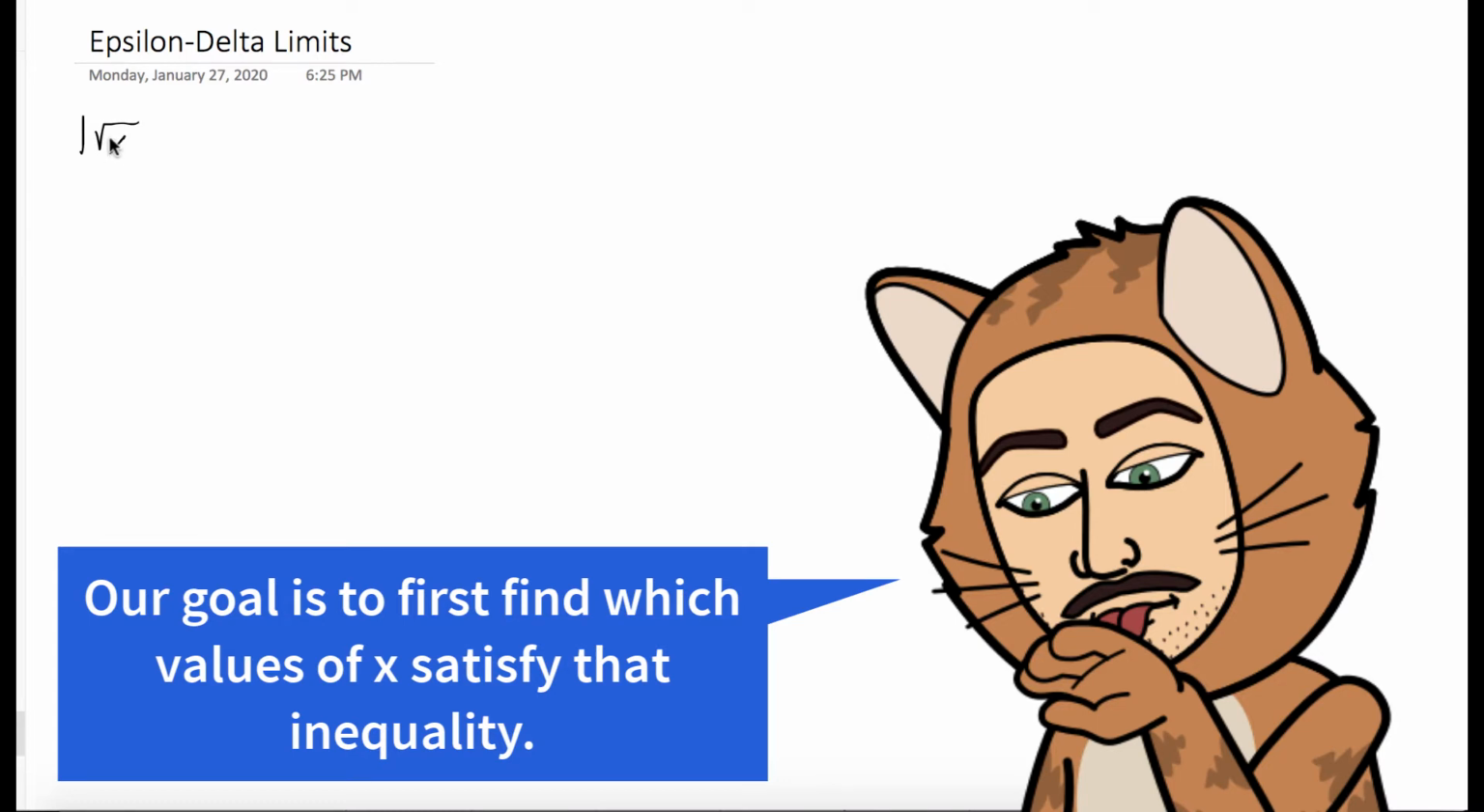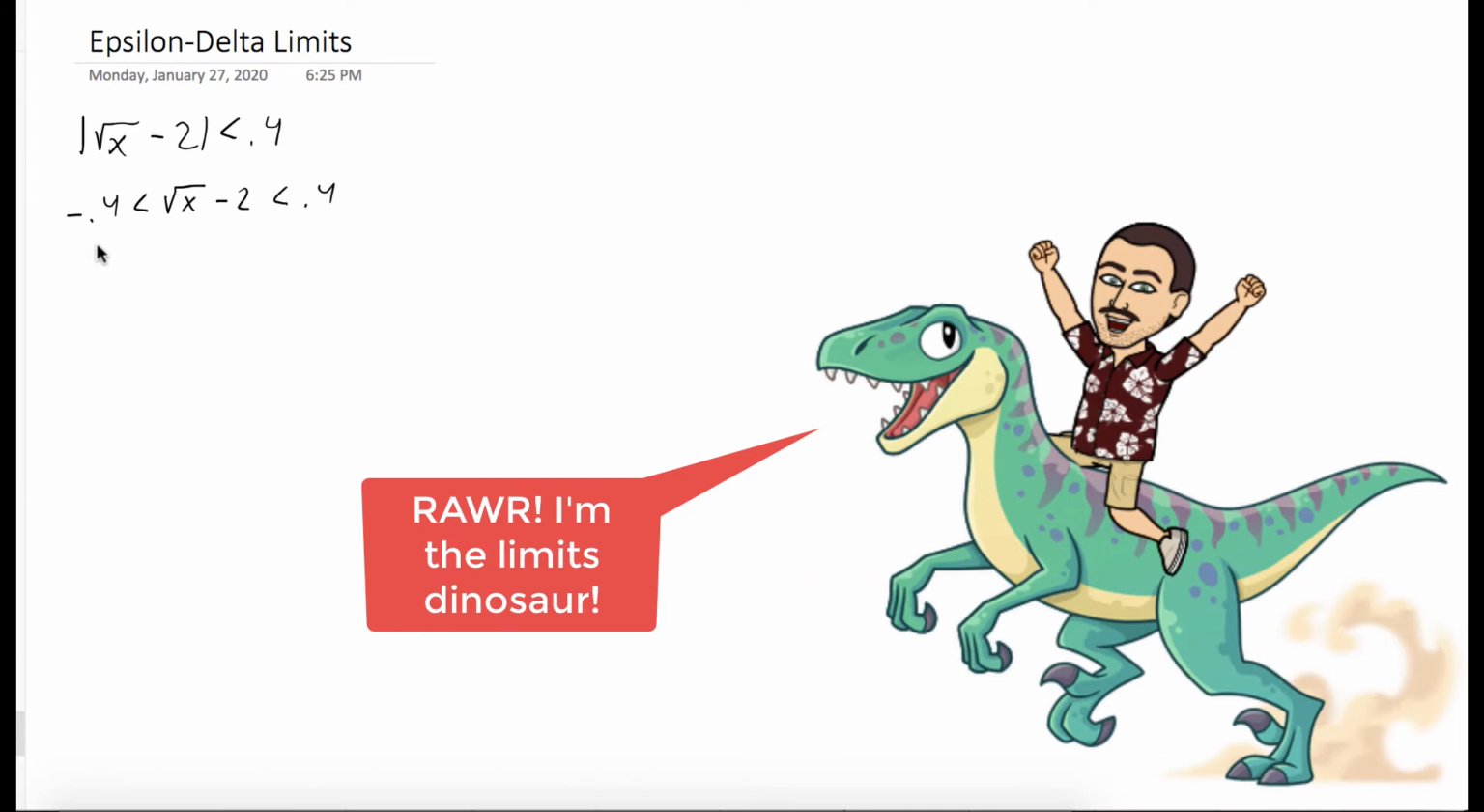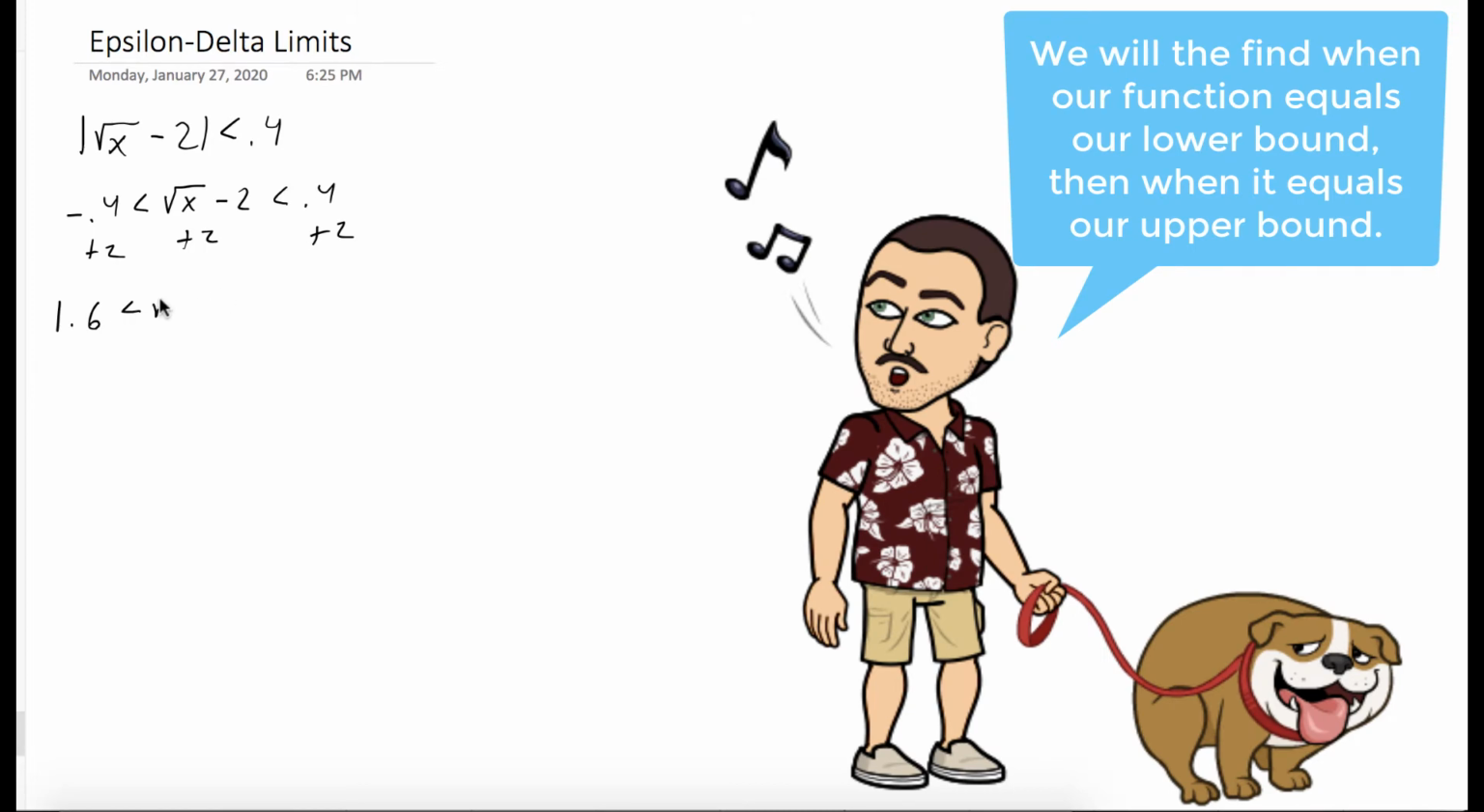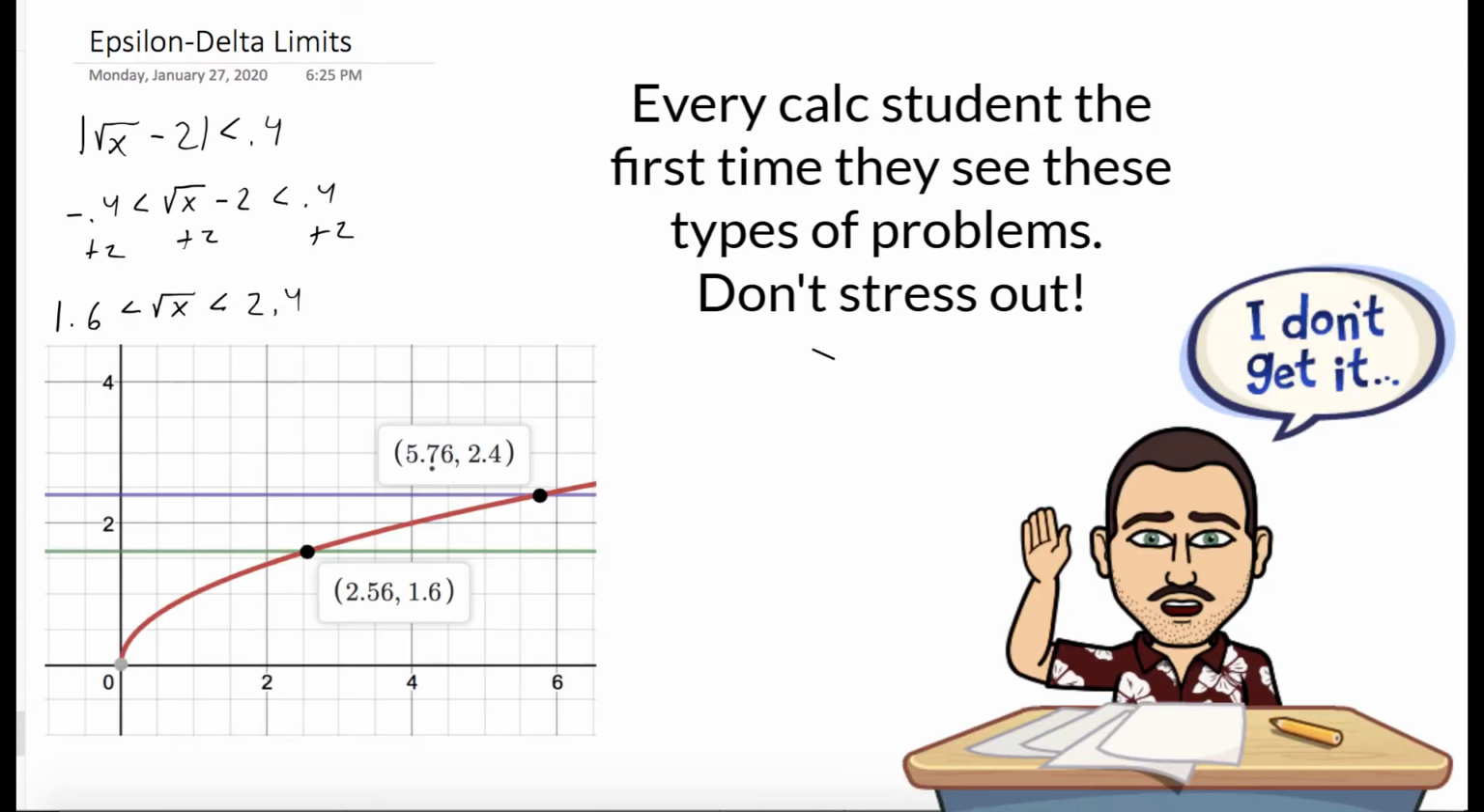So we want the absolute value of the square root of x minus 2 to be less than 0.4, which is to say that negative 0.4 is less than the square root of x minus 2, which is less than 0.4. And we want to figure out which values of x will guarantee this to happen. So let's add 2 to each part of the inequality. And we see that 1.6 is less than square root of x, which is less than 2.4.